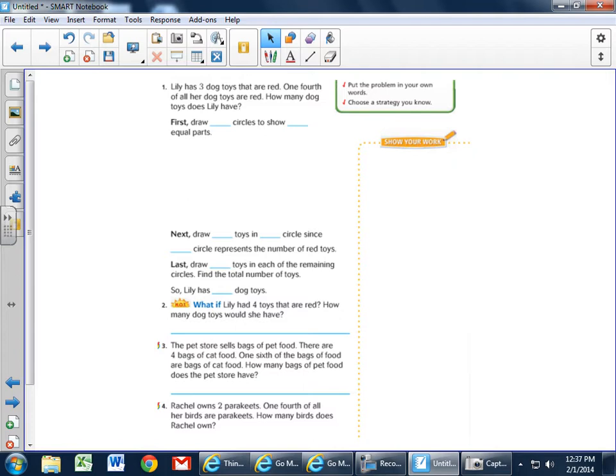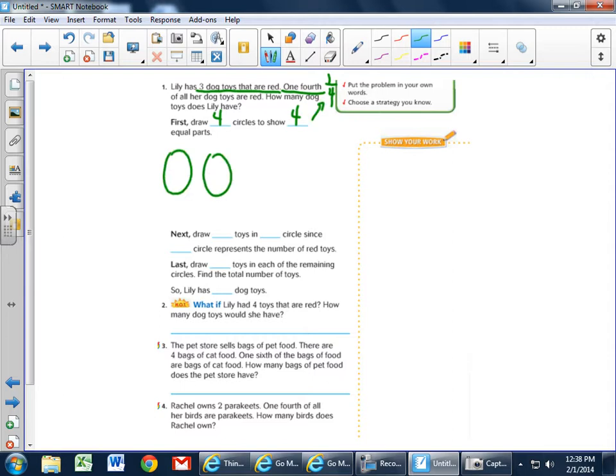Lily has 3 dog toys that are red. 1/4 of her dog toys are red. How many dog toys does Lily have? Your denominator is going to tell you how many circles to draw. That's why I wrote the fraction there instead of the words. So my denominator is 4, so I need to draw 4 circles to show that there are 4 equal parts, because that's what my denominator tells me. So draw your 4 circles. And I know that 1/4 of them is 3. So you're going to put 3 in each one.